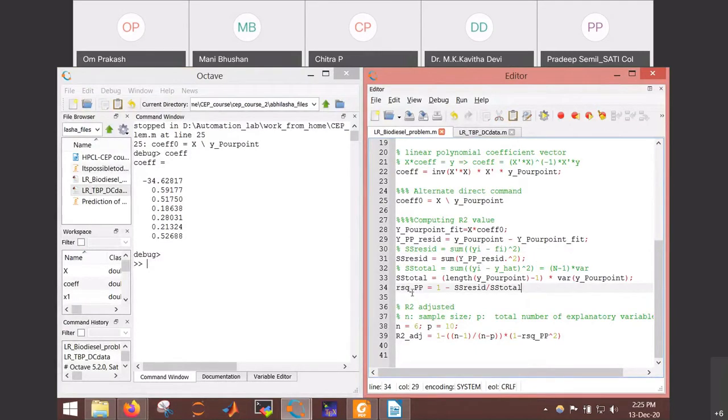So my R2 value is 1 minus S residual upon S total. S residual is the summation of the square of my yi minus this fitted value, and S total is the summation of yi minus y estimated, squared. This can be directly found as n minus 1 multiplied by the variance of that data. So this is what I have done here.